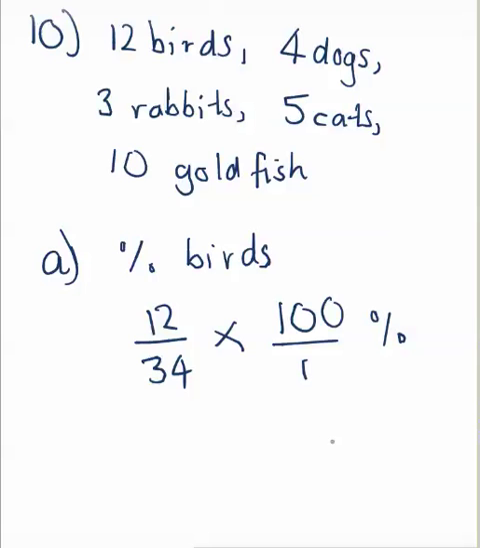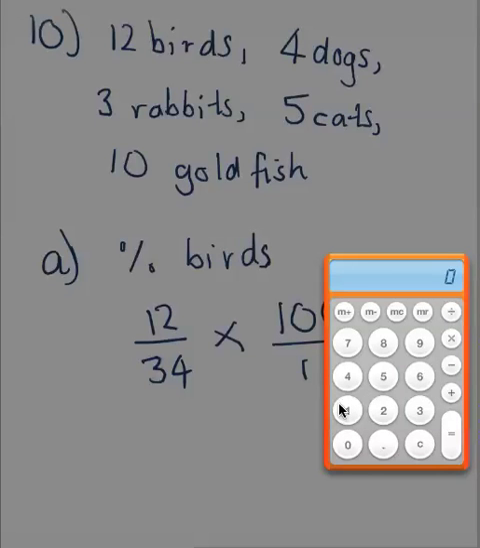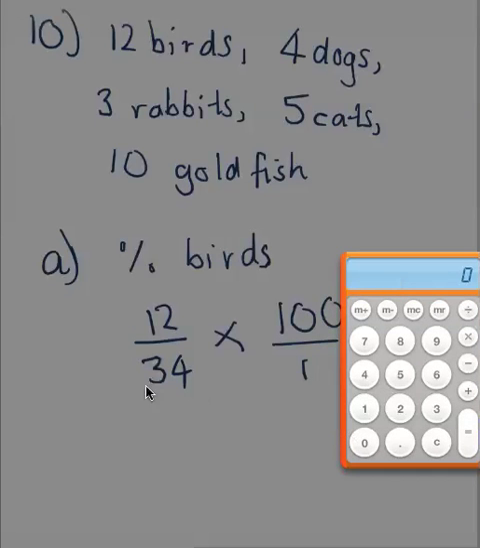And once again, you can simplify before we multiply. But let's just use our calculator, because the question doesn't actually tell us to leave it in fraction form. So using our calculator quickly, we simply go 12 divided by 34, and then times 100. And we can see we've got 35.2941118. Okay, it's an infinite decimal. Let's just round it off to the second decimal place. So 35.29%.